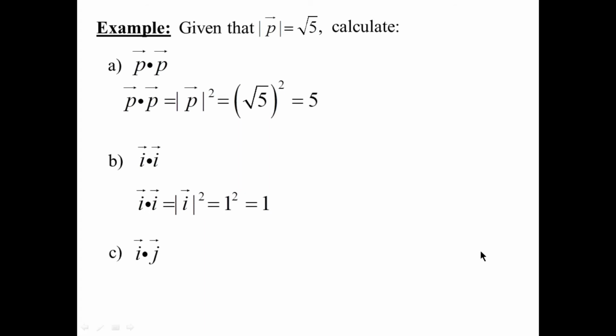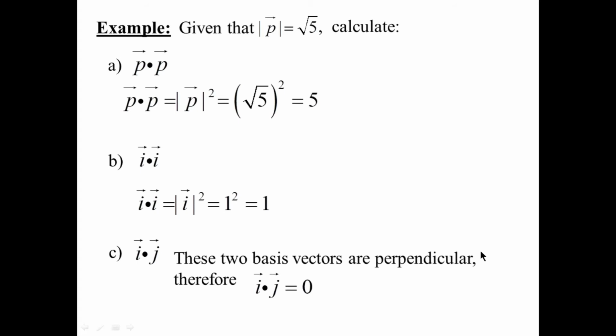Suppose we dotted i with j. Well, i and j are perpendicular. So when vectors are perpendicular, their dot product is 0.